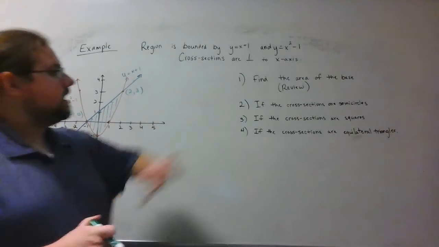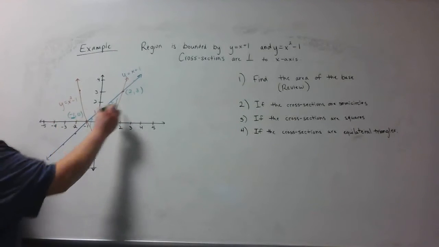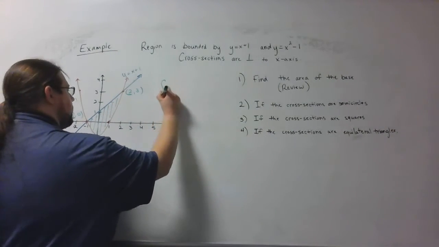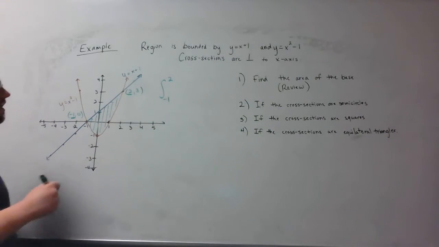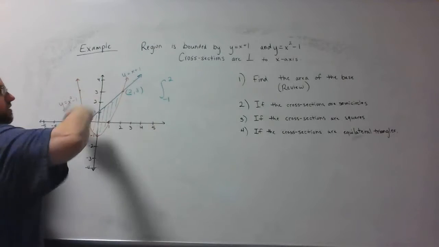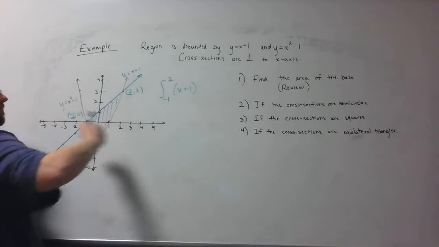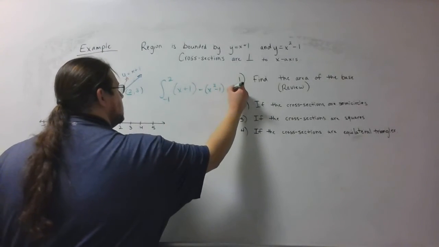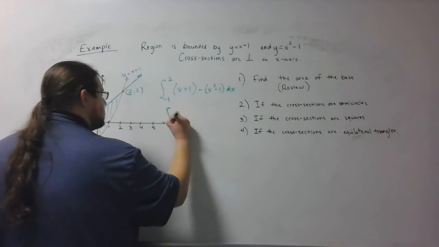Since we are using x's, it's going to be easier if I just focus on the x value of those intersections. And so I'm going to do the integral from negative 1 to 2 of the top function, which is the blue, x plus 1, minus the bottom function, which is the red, which is x squared minus 1, dx. Now, I'm going to go ahead and distribute the negative and start working on this problem.